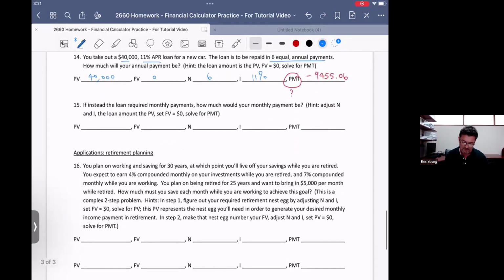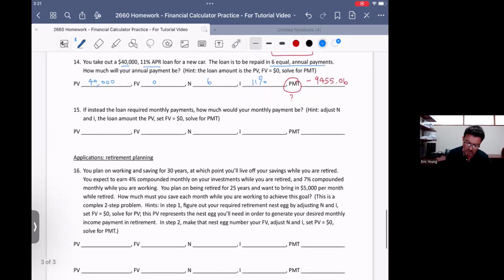Now, let's do an adjustment. Let's just say that instead of annual payments, now it's monthly payments. I would have tried to trick you on this, but you're way past being tricked now. You've got this thing down. You say, Eric, easy. It's just an adjustment. We're still going to borrow and take out $40,000. We're still going to pay off the loan, which puts the future value at zero.